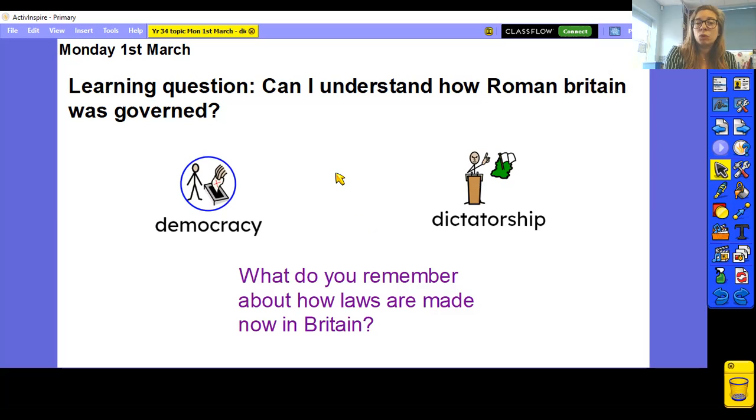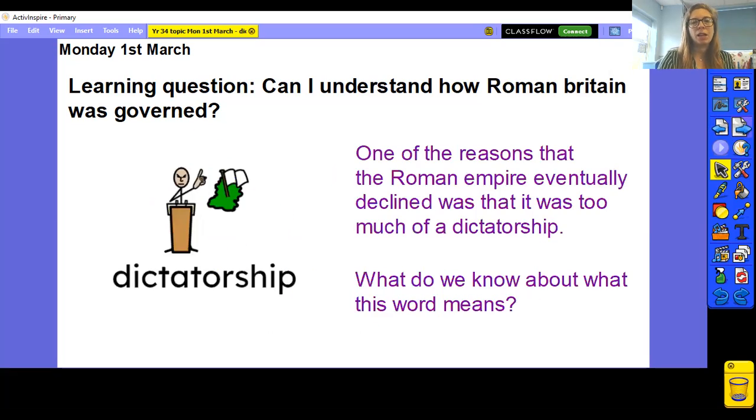So rules in Britain now, we live under a democracy, which means that not only do we have the opportunity to vote, but also laws that are made, the MPs have to agree on them, and they have to get agreed by the House of Commons and the House of Lords, and that's what we looked at last week. So lots of people get involved when it comes to making new laws.